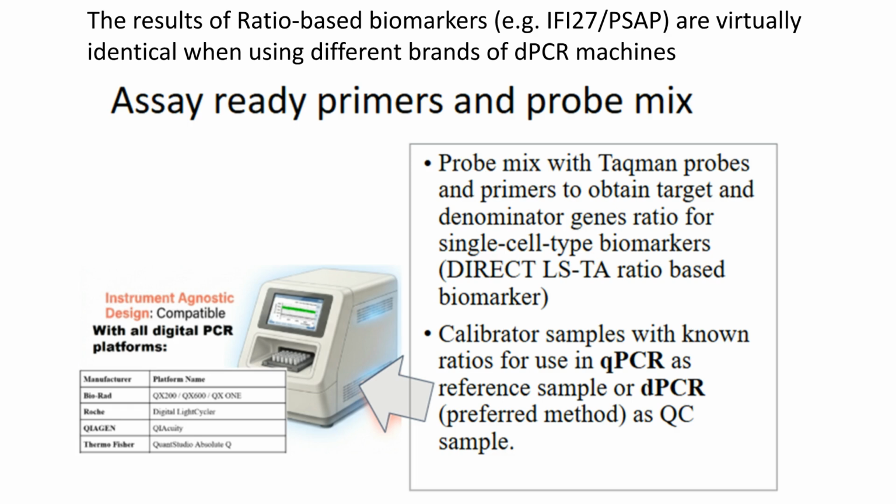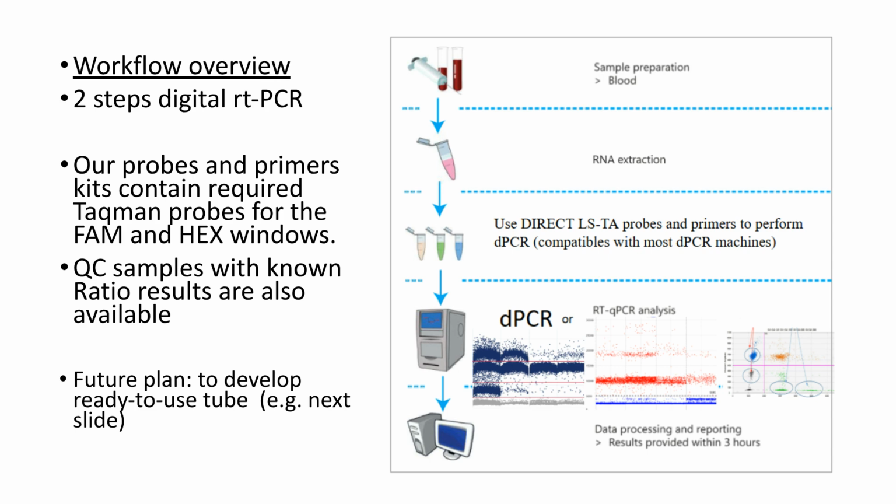Our kits include the necessary probes and primers, and we provide calibrator samples for use in qPCR or as quality control for dPCR. The workflow follows a two-step digital RT-PCR process, starting with blood collection, followed by RNA extraction, dPCR using our probes, and finally, data processing. Results are typically available within 3 hours.